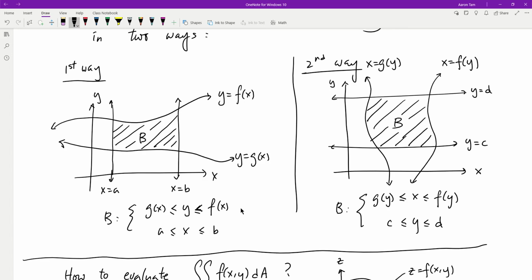These two ways are used to define regions that are non-rectangular. If it's rectangular, it would just have all constants in the inequalities. Also important to understand is that when you define it using the first way or the second way, depending on the region, you will get two radically different kinds of inequalities. The reason is the way the inequalities are set up.